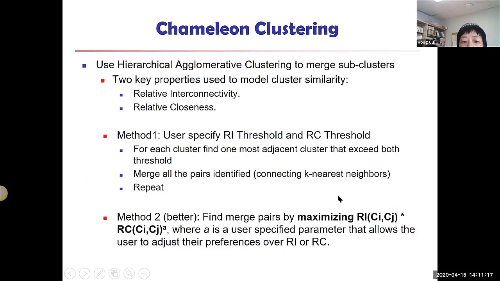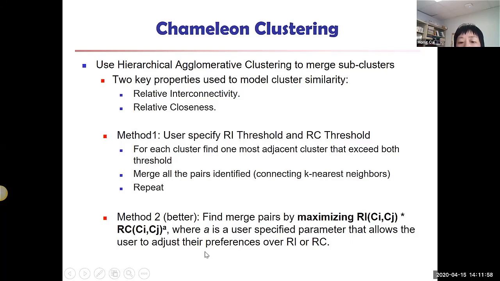Okay, so given these two, the original paper proposed two methods that can be used to create hierarchical agglomerative clustering. One is to have the user specify an RI and RC threshold. Then for each cluster, find the one most adjacent cluster that exceeds both thresholds, and then merge that pair. And merge all the pairs, so at one time we merge multiple pairs. Repeat the process. But the paper did not implement this method.